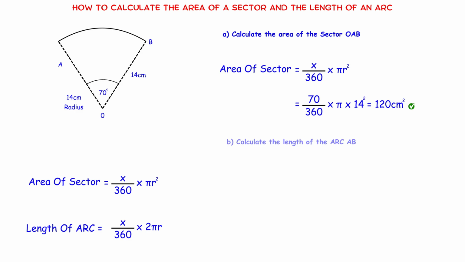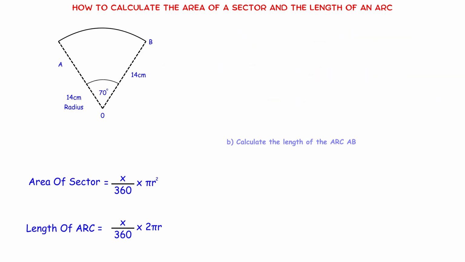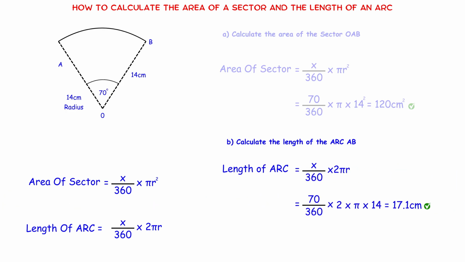Then for the length of the arc AB, so just the arc in between A and B, we do x over 360 times 2 pi r, which will be 70 over 360 times 2 times pi times 14, so 17.1 centimeters.